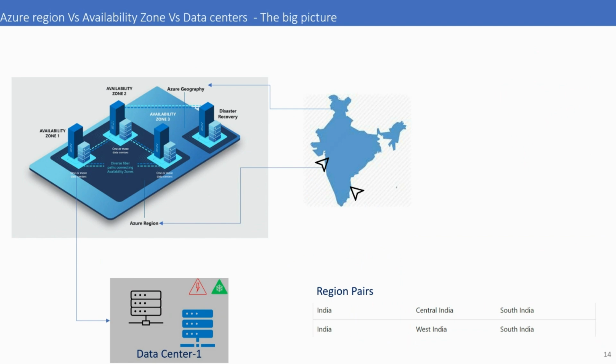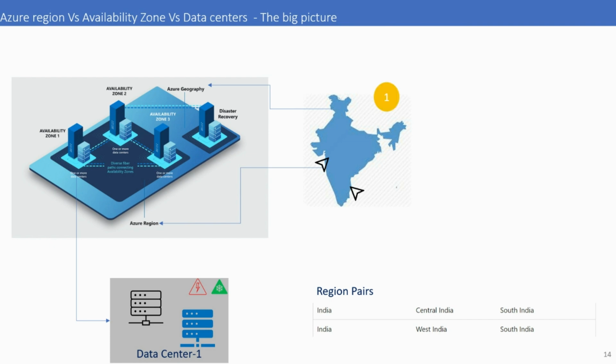Now, let's see more on Azure region, availability zone, and data centers. As I mentioned, these are the data centers. Let's pick one data center, and this is part of a whole region. We have three data centers here forming one Azure region or one zone. And this will be connected with another zone. They have their own independent cooling and power units. The multiple data centers form the availability zone. And this is a very big picture about Azure region, availability zone, and data center.